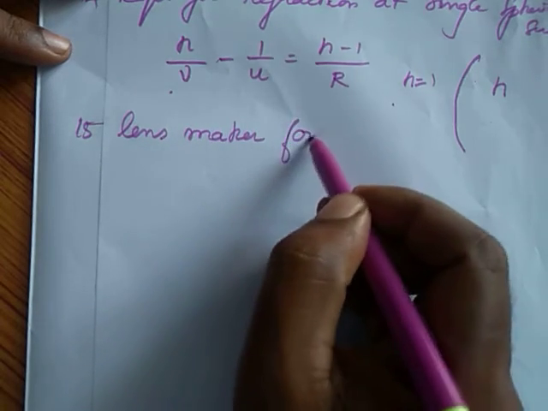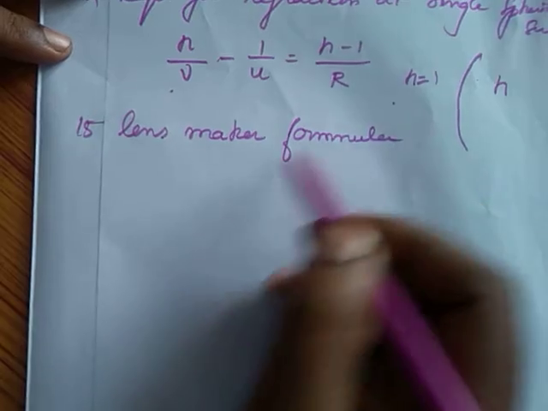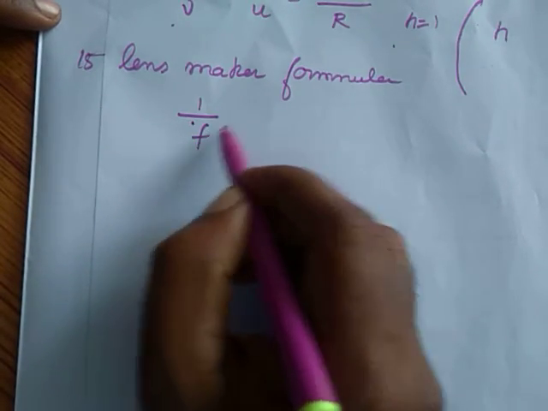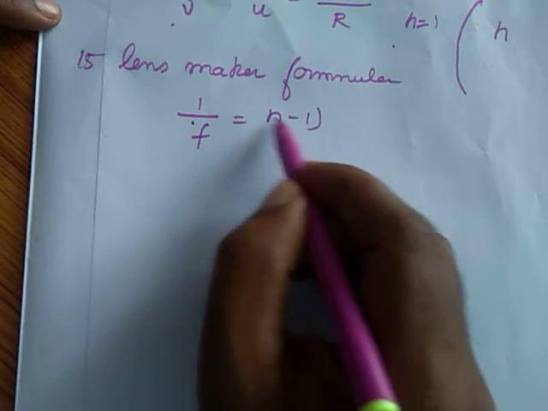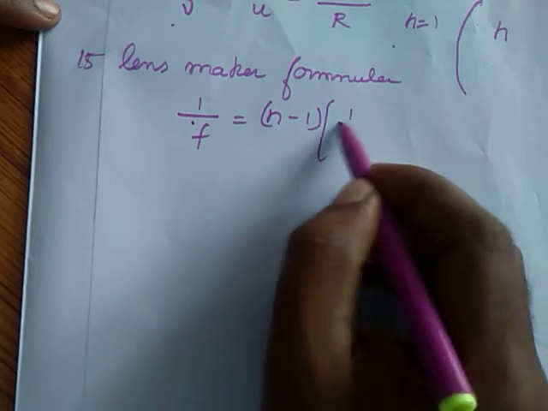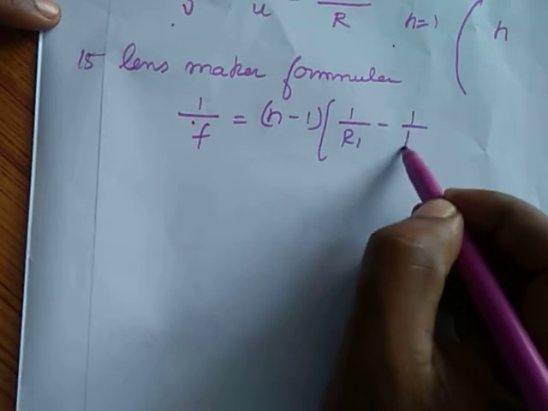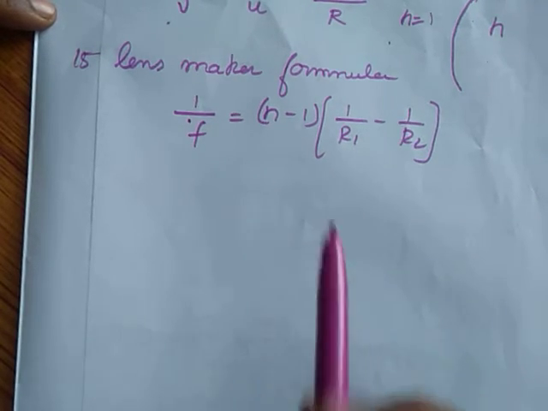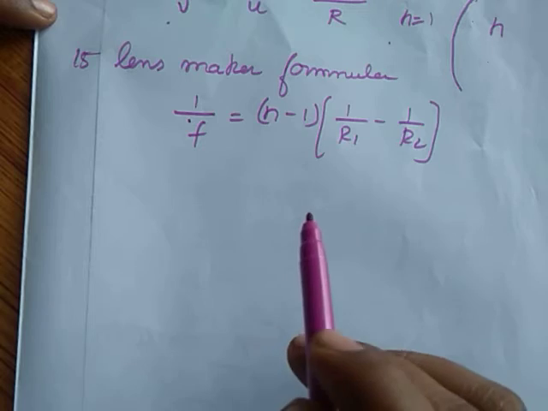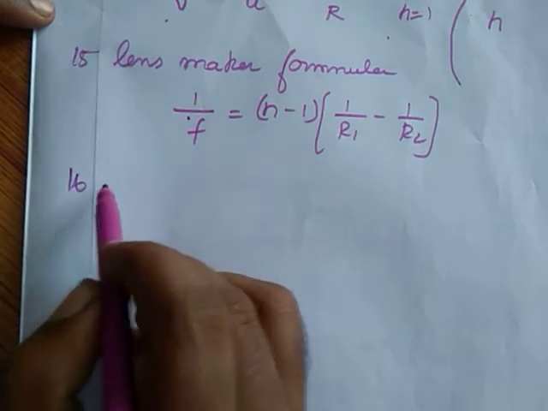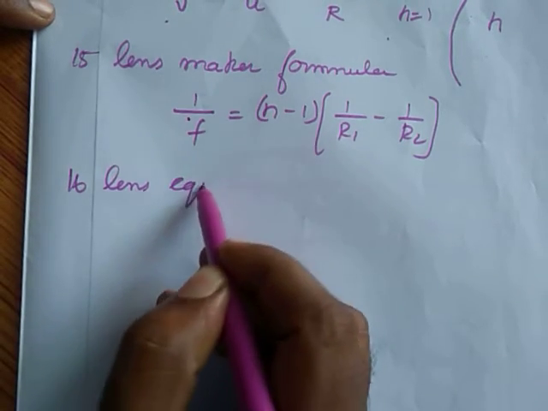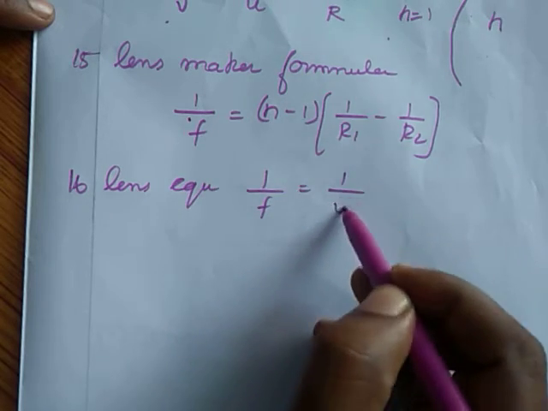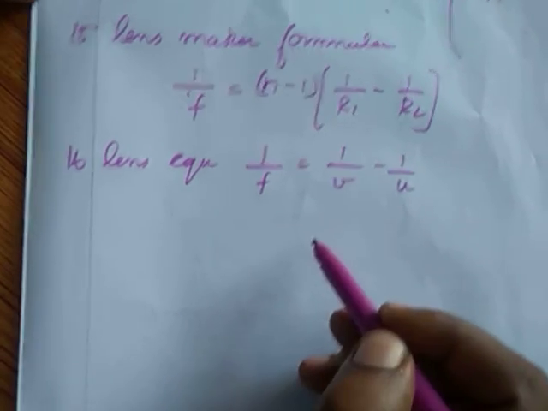Then next, the Lensmaker formula, that is 1 by f is equal to (n minus 1) into (1 by r1 minus 1 by r2). Okay, this is the formula used to make lenses. Then the lens equation, that is 1 by f is equal to 1 by v minus 1 by u.